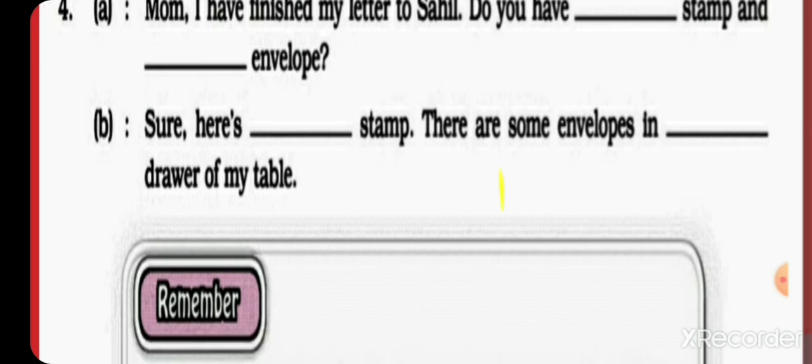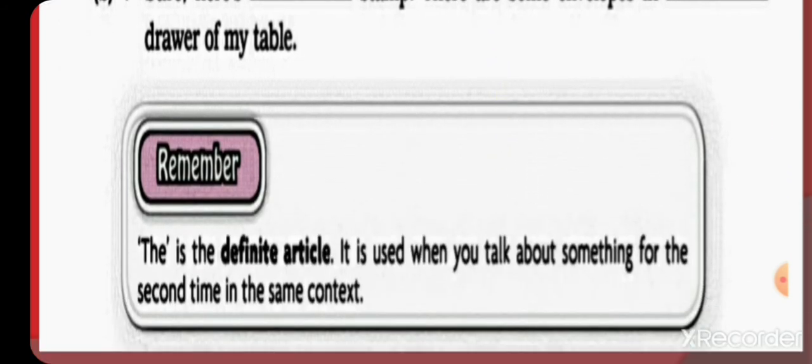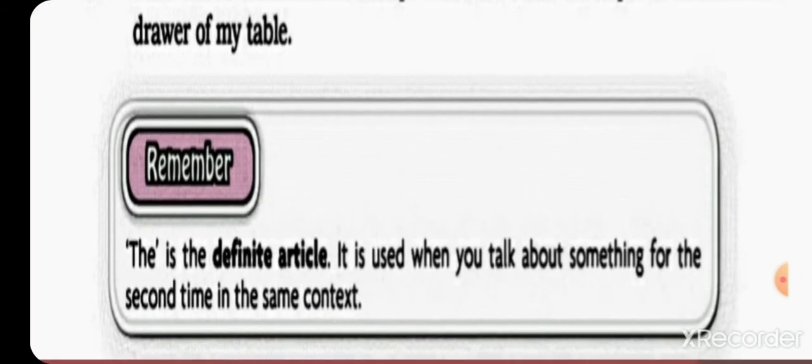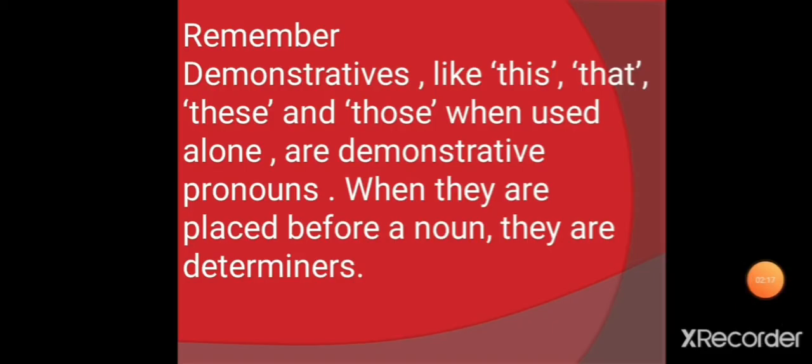So dear students, now remember that the is the definite article, whereas a or an are indefinite articles. The is the definite article and it is used when you talk about something for the second time in the same context. Now remember this main point.